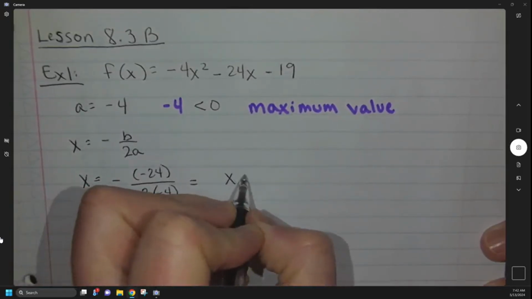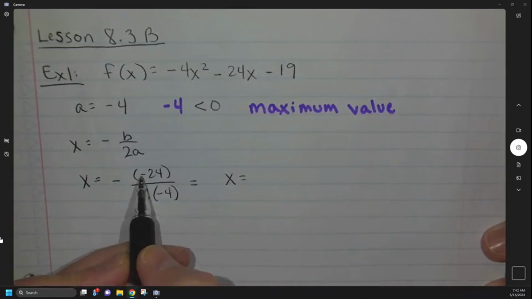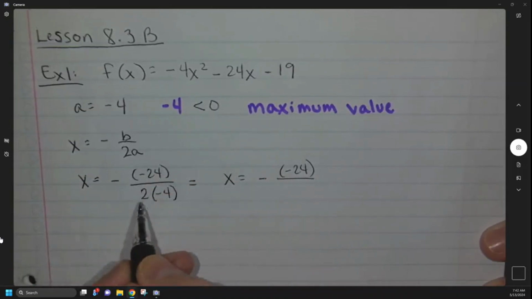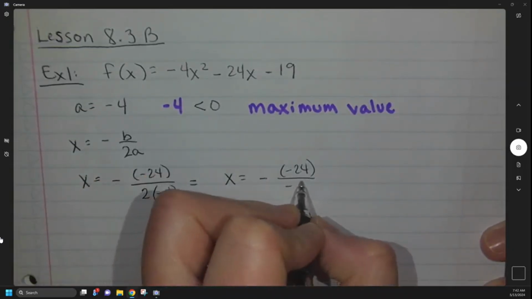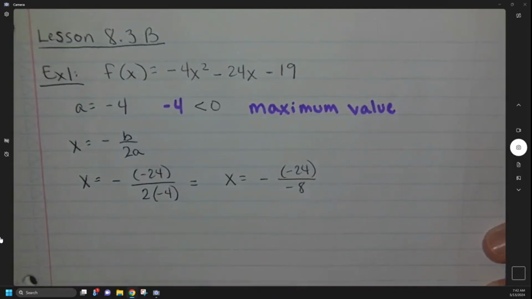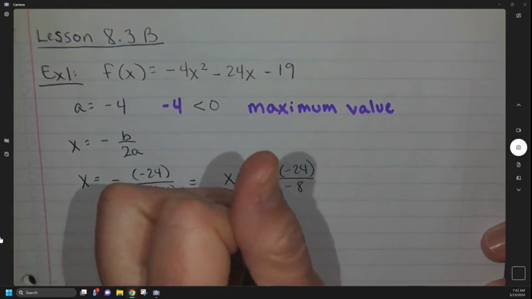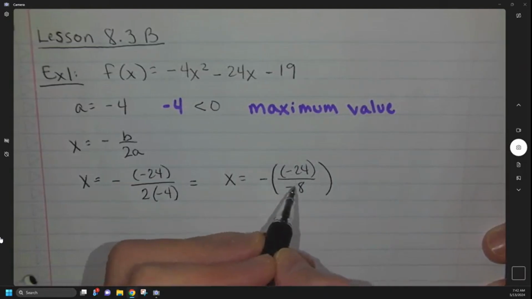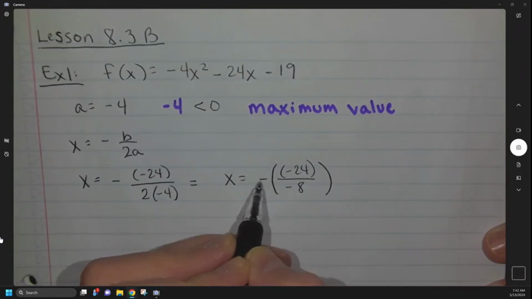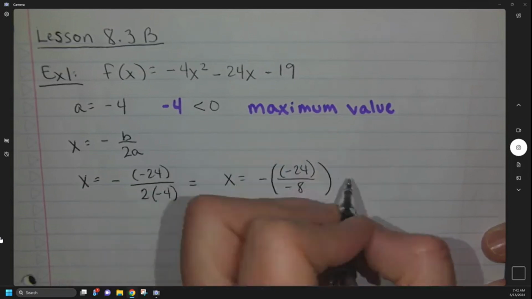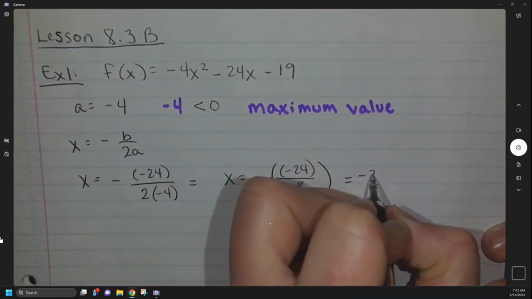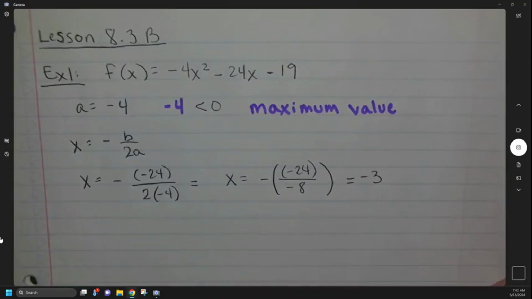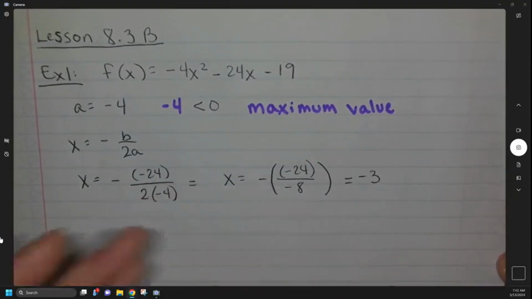All right, so that means I've got negative 24 on the top still. 2 times negative 4 is negative 8. This is kind of like in parentheses, right? So I've got negative 24 over negative 8, which is positive 3. But this right here tells me that it's the opposite of that. So negative 3 is our x value. Now that I know my x value, I'm going to go ahead and plug that back in to find my y value.